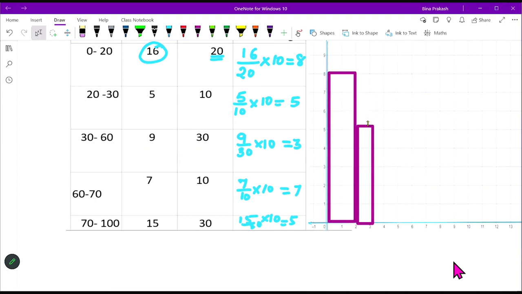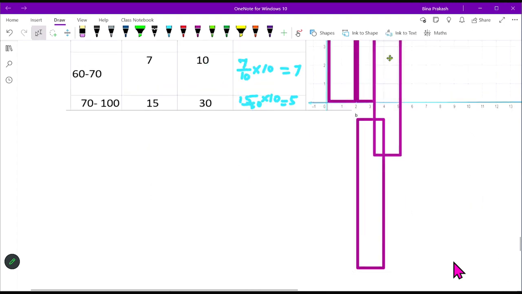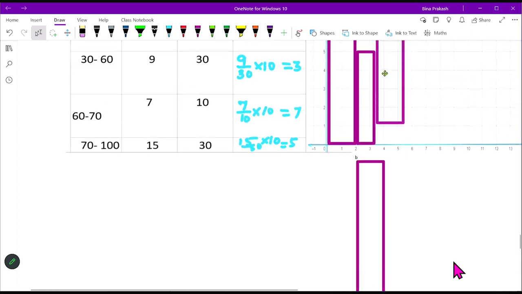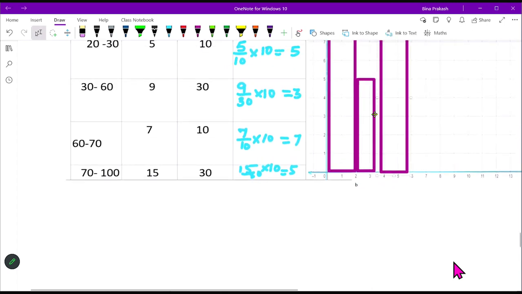So what is observed? We find that the rectangles are of different widths, but we have taken care of the frequency. Though it was from 0 to 20, we could manage to get it for each length, that is, for the length of 10 units. That's how we convert each of these. This is for each unit we have.